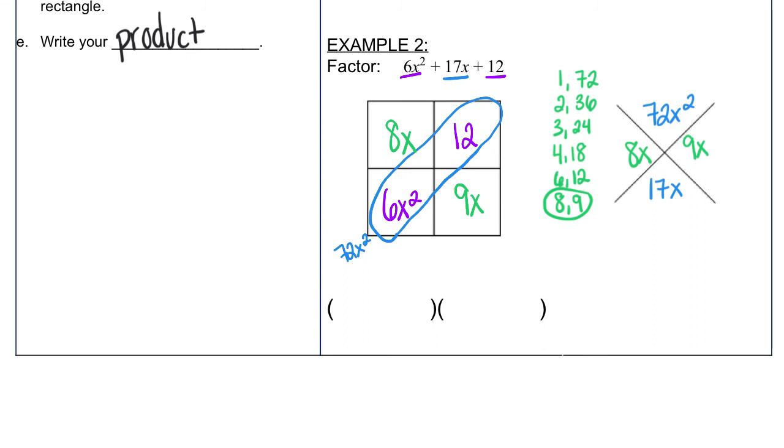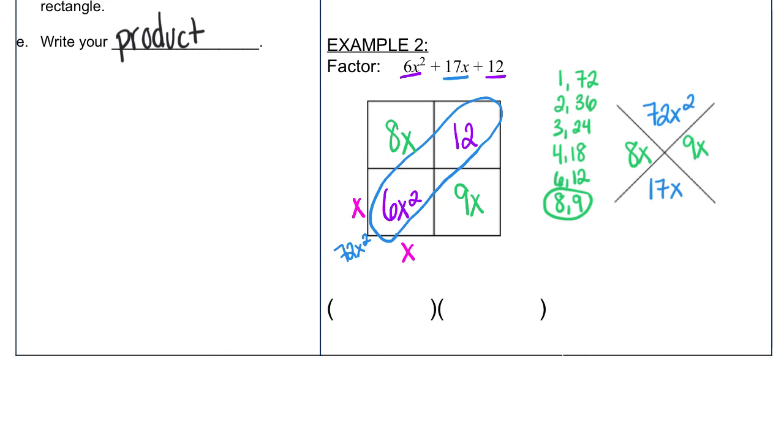Now the next step is to find the factors of our generic rectangle. So I'm going to start again in that bottom left-hand corner with our x squareds. So I need an x and an x. Now to multiply to 6, I have a couple different options. I have 1 and 6 and 2 and 3.